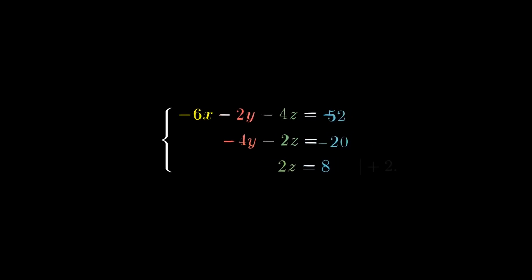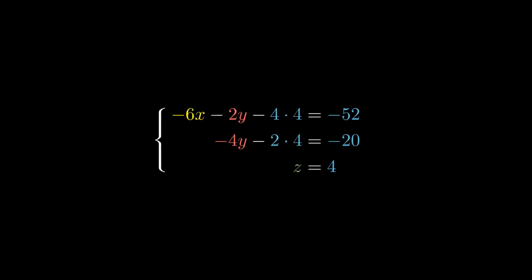The third equation is now trivial, it only contains a single variable. As mentioned earlier, we can easily solve it by dividing by 2, which leaves us with z on one side and 4 on the other. Now that we know the value of z, we can simply replace the z term in the first and second equations. -4z becomes -4 times 4, and -2z becomes -2 times 4.